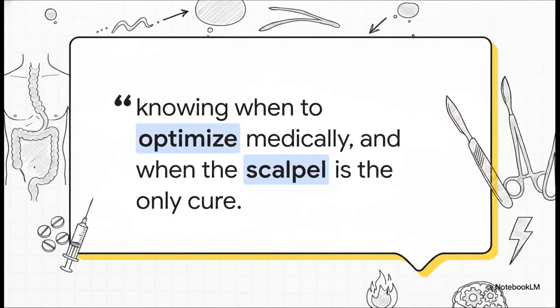To wrap things up, I want to leave you with this thought. In the complex ecosystem of the gastrointestinal tract, the ultimate clinical mastery lies in knowing exactly when to optimize medically and exactly when the scalpel is the only cure. It's a massive balancing act, right? With all these diagnostic tools and surgical principles now at your disposal, how are you going to approach your next complex GI presentation? Thanks for joining me on these rounds.